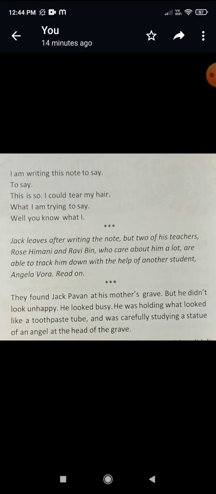Okay, at last they found Jack Pavan at his mother's grave, but he didn't look unhappy. He looked busy.